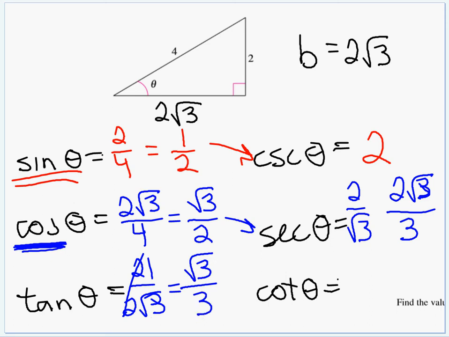of 3 over 3. Now when it comes to cotan, we are going to flip it over, but let's flip over the 1 over root 3. Because if we flip over this final answer, we're going to just have to rationalize again. So if we flip over the 1 over root 3, we get the root of 3 over 1. And there's our final answer for that one.